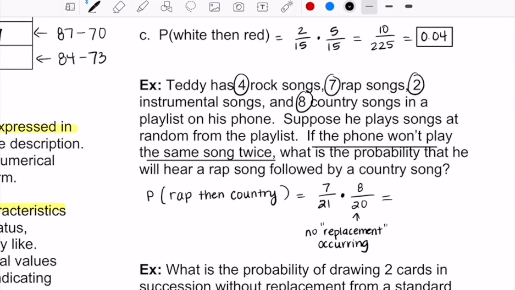The probability of them occurring together is a product of their separate probabilities. So multiplying these gives me 56 out of 420, and then you would divide those numbers to get the decimal answer to the question. And so here it's 0.13, so there would be a 13% chance of this event occurring.